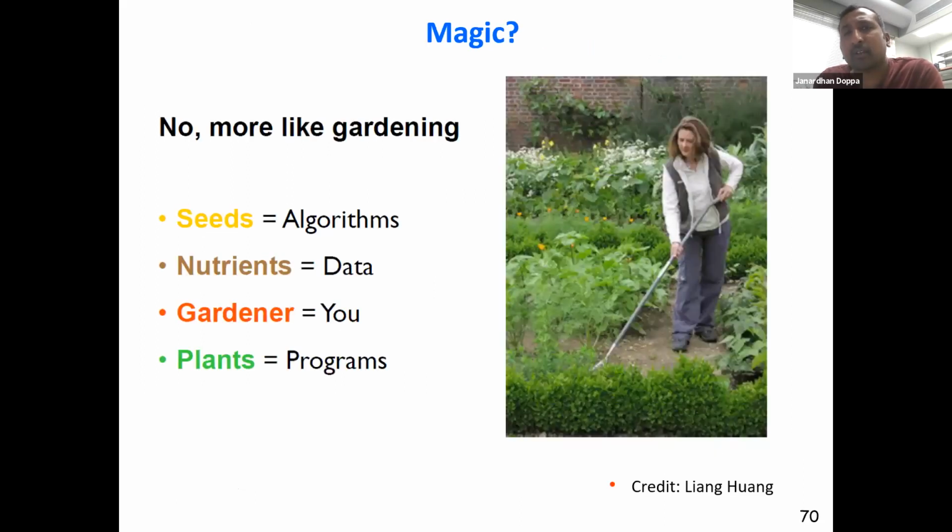At this point you might think it all looks like magic. A better analogy is that machine learning is more like gardening. You need seeds, and here the machine learning algorithms are the seeds. You need nutrients, and the training data is the nutrients. And there still needs to be a gardener, which is basically you, who is applying machine learning. Then, as a function of seeds, nutrients, and the gardener, you will have better and better tools or programs that would automate your task. So that's a better analogy to think about machine learning.